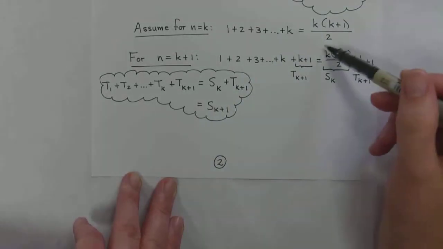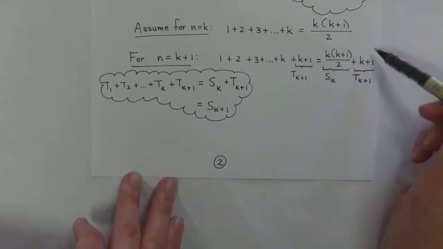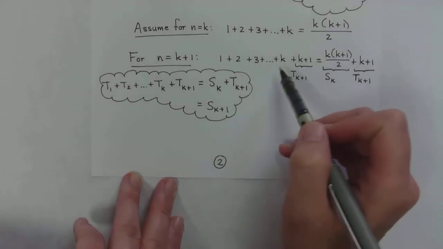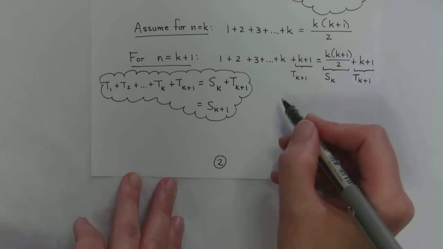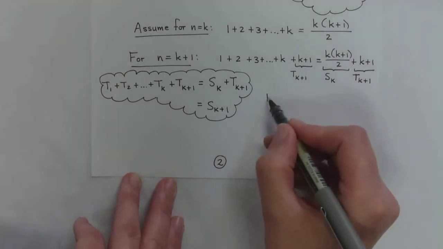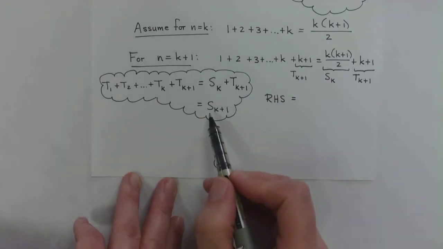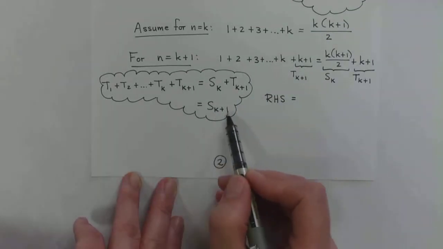Now, I want to prove that this right-hand side, and that's very important in these particular examples. I'm not going to mess with the left-hand side in this step at all. So just on the right-hand side, I want to simplify that right-hand side until it is equal to the sum of k plus 1.